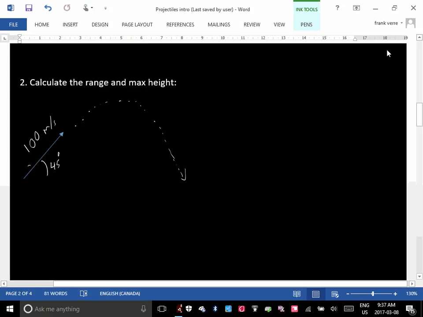Okay, so here's the second scenario. We're going to look at range and height. Remember, range is another way of saying distance along the x, and height is another way of saying the vertical distance.